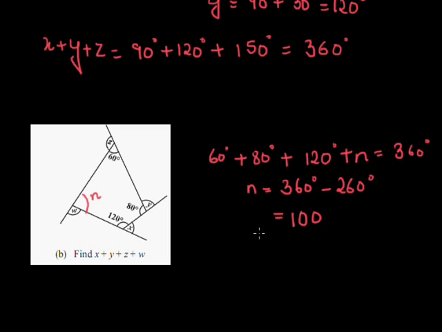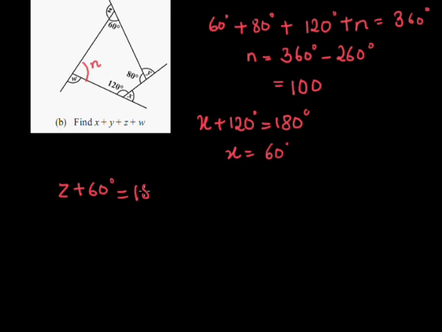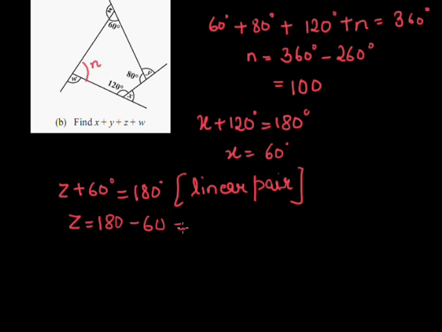Now I can find the value of x as 120 and x are forming the linear pair. So x plus 120 degree is equal to 180 degree. So x is equal to 180 minus 120, that is equal to 60 degree. Now to get the value of z, I can say z plus 60 degree is equal to 180 degree. Again it is forming a linear pair. Now to get the value of z, I can shift 60 to the right hand side. So z is equal to 180 minus 60, that is equal to 120 degree. So the value of x is 60 and the value of z is 120 degree.